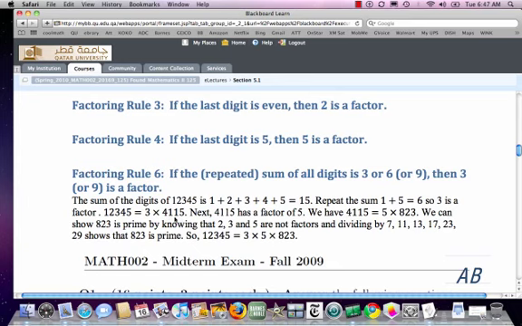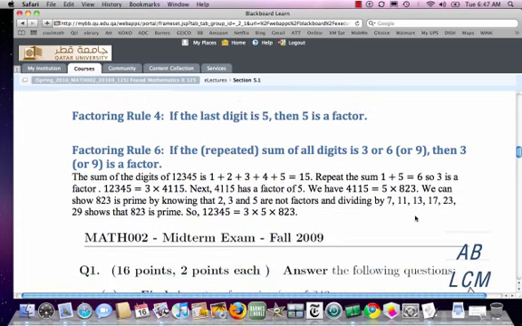So we get 4115. Now the last digit is a 5, so 5 is a factor. Divide by 5, and you get 5 times 823. And 823 is kind of difficult, but trust me, it is a prime number.